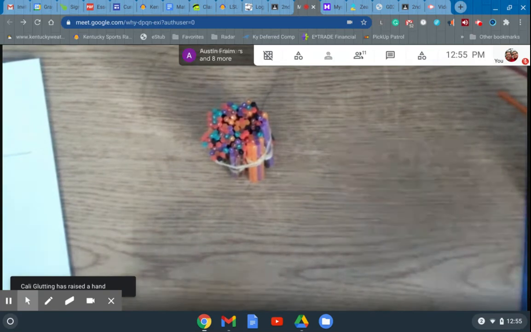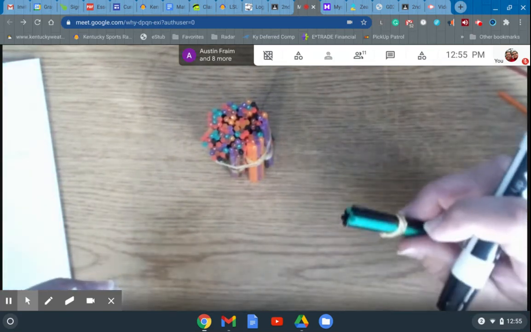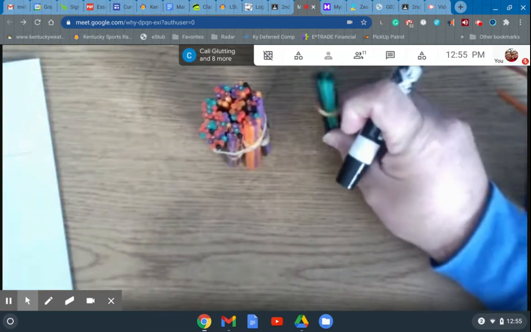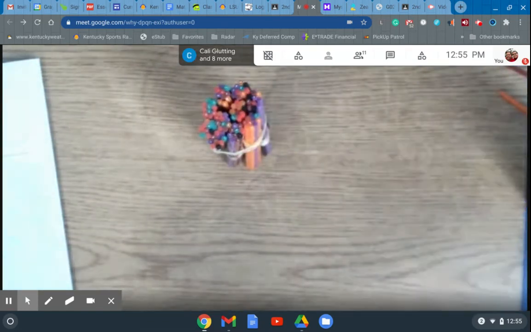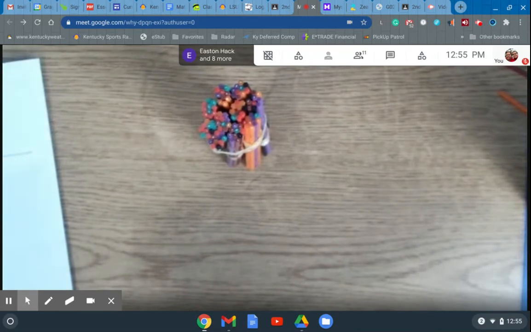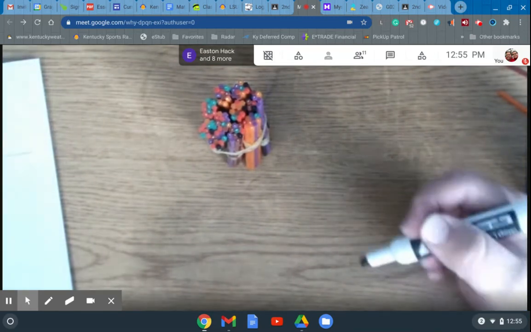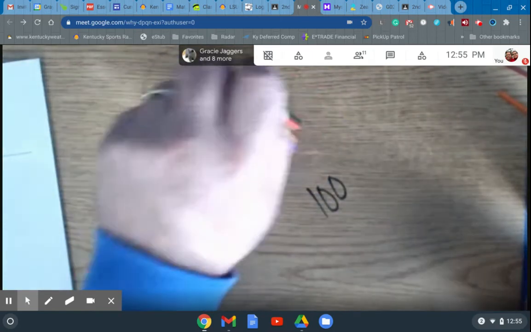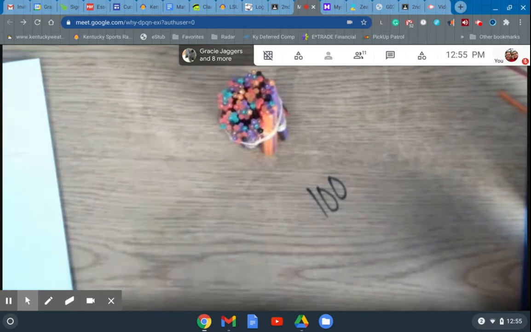See, I had this super bundle, and I had this 10, and I took the 10 away. And Austin told me I had 100 left, and yep, that's a 100 right here. Why didn't I take it apart though?